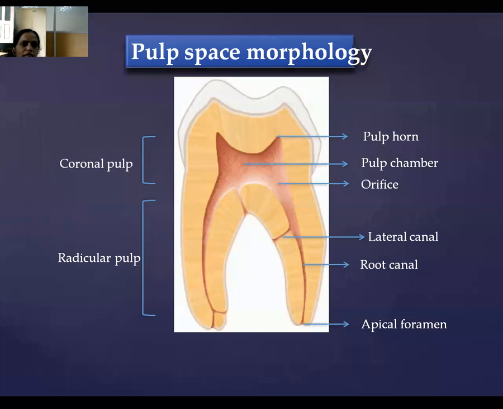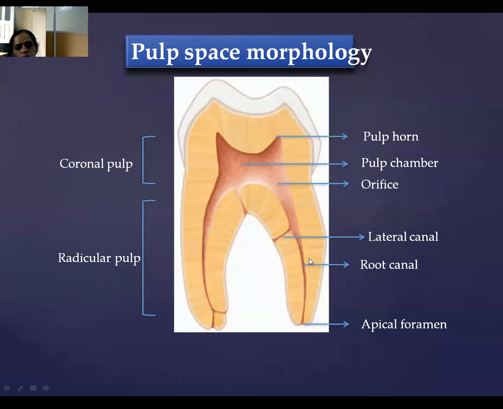But percentage wise, if you see, in 20 to 30% of the cases in lower first premolar, you will see the variation. You may get one, two, or three canals. Okay, two or three canals. So for that reason, you should know the pulp space morphology. I feel that all of you know this pulp space morphology very well.